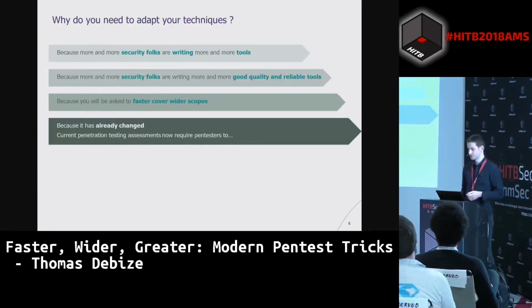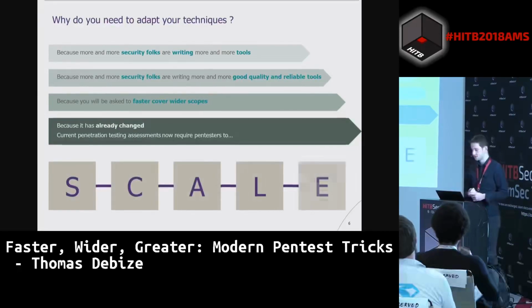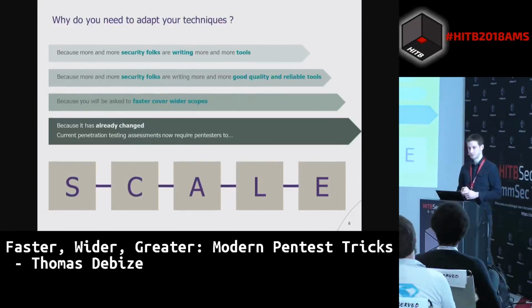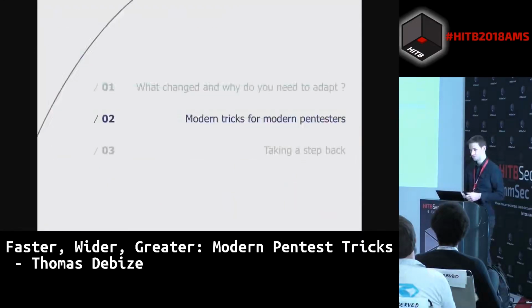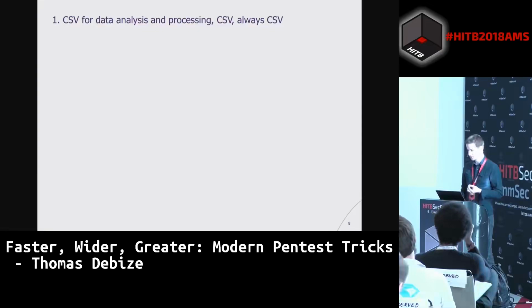Current penetration testing assessments now require pentesters to scale. A few weeks ago, I was pentesting a 150,000 Windows domain infrastructure. So you have to be pretty sharp and manage the data in order to pwn the domain and cover it as a whole. So, starting with the tricks, the first thing to say is you have to parse a lot of data from a lot of different tools. So keep it to CSV for data analysis, processing and reporting. CSV, always CSV.